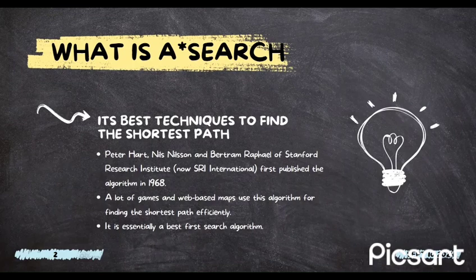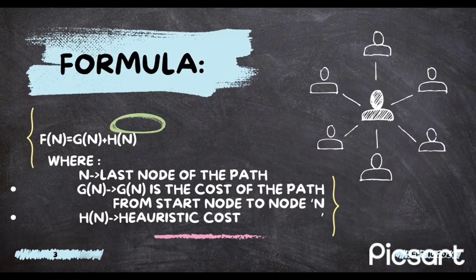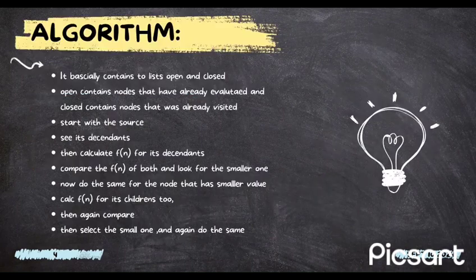It was discovered by Peter Hart, Nils Nilsson, and Bertram Raphael of Stanford University. It is used in various games and web-based maps, and it is termed the best first search algorithm thus far. For the A star search algorithm, there is a formula: f(n) = g(n) + h(n), where g(n) is the actual cost of the path and h(n) is the heuristic cost.